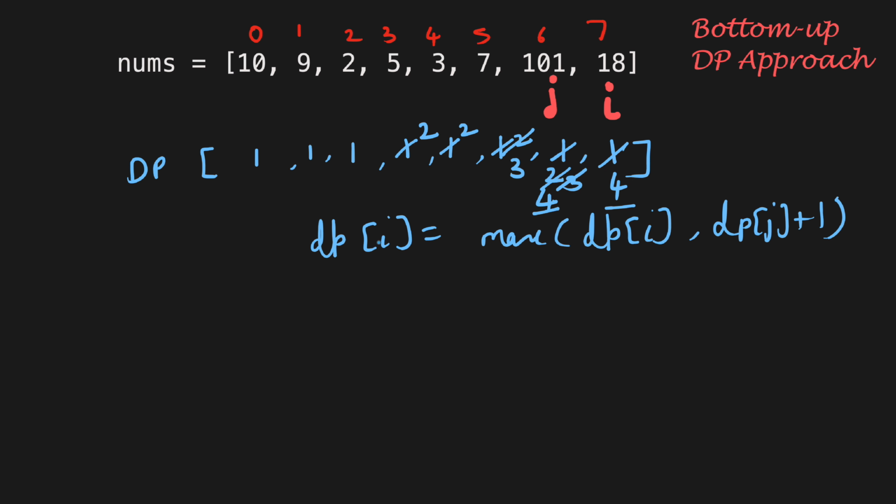Now the time complexity of this approach is O of n square, because for each element I in the array, we iterate through all the previous elements j to determine the value of dp of I. Hence the time complexity is O of n square because of the nested loops. And the space complexity will be O of n to store the results in the dp array of size n.